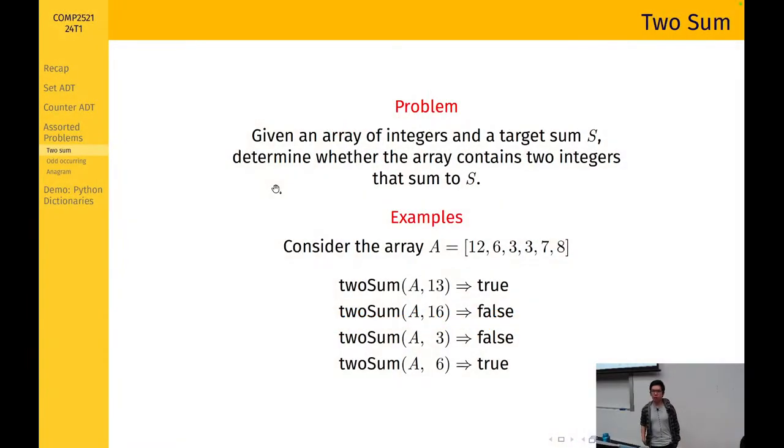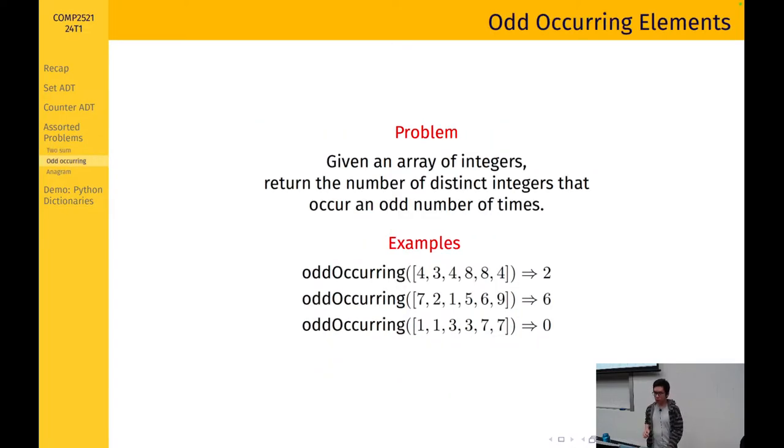Okay, we are back. So let's continue churning through these problems. Okay, so the first problem was two sum. The next problem is called odd occurring elements. What we want to do is, given an array of integers, return the number of integers that occur an odd number of times.